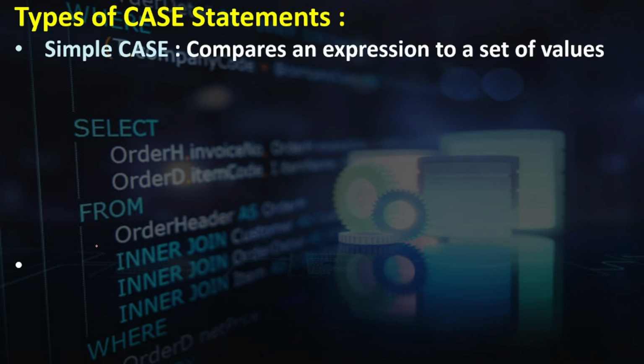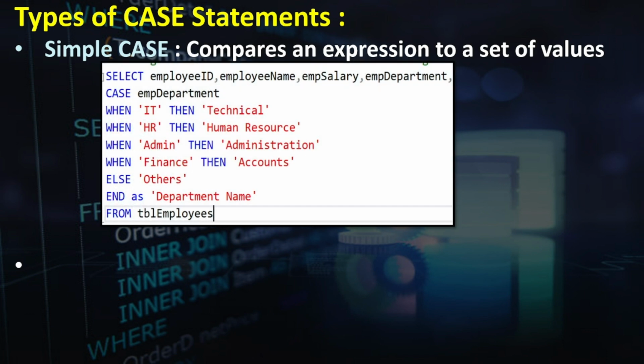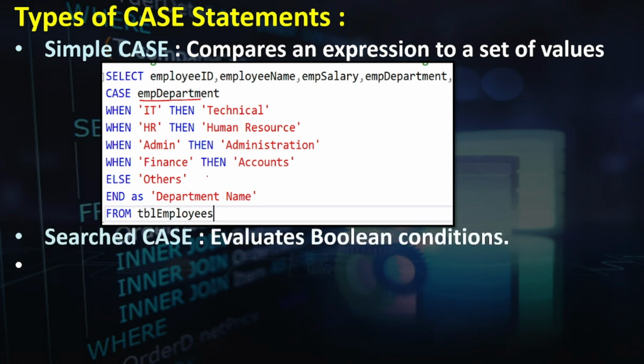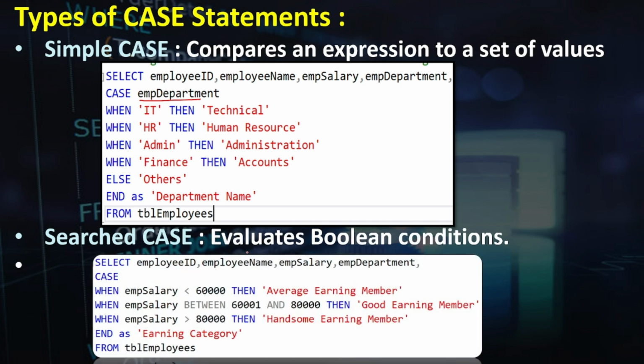Let's go and try to explore the types of case that we can write. We can write two types of cases. Number one is the simple case. Simple case that we have already seen, where we are comparing one field value, we are getting a field value, and then based on that we are writing lots of conditions. And then we have something called searched case. This is a Boolean condition expression. So this is a difference.